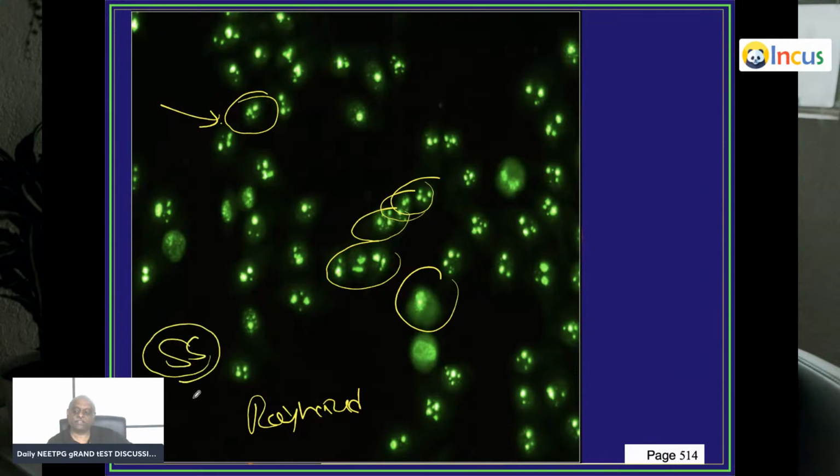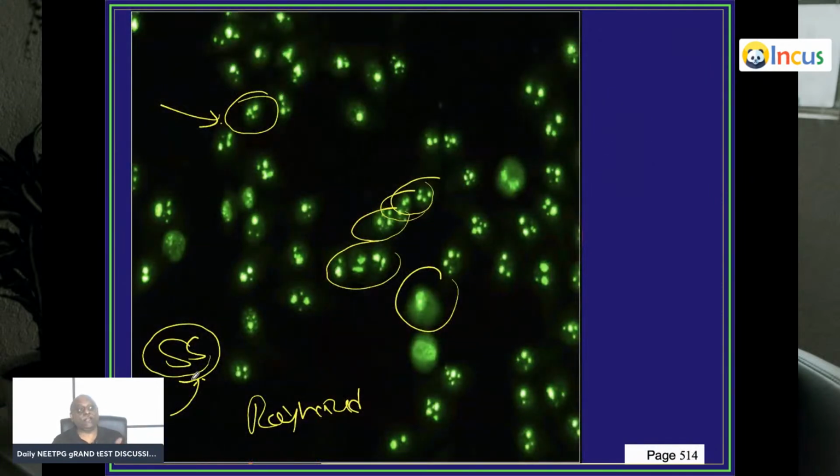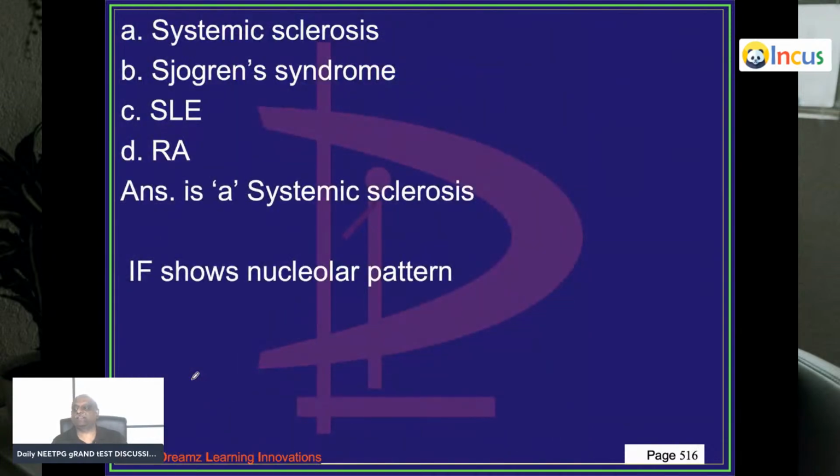Systemic sclerosis: puckering of the face, skin tightness, shawl sign, V sign, all signs, nuclear pattern. It is called as in systemic sclerosis. See, these are all very standard, doctor.